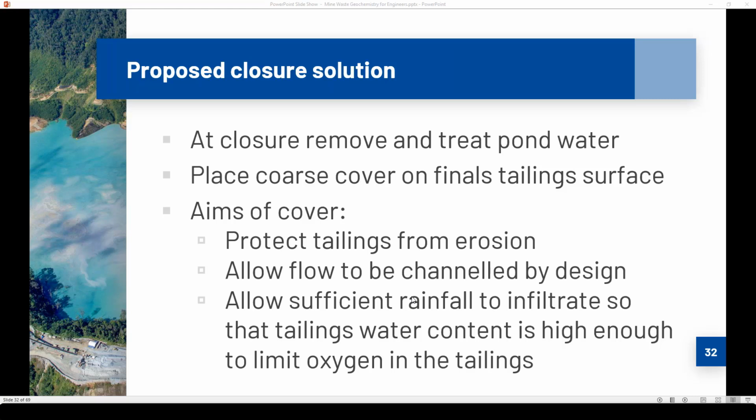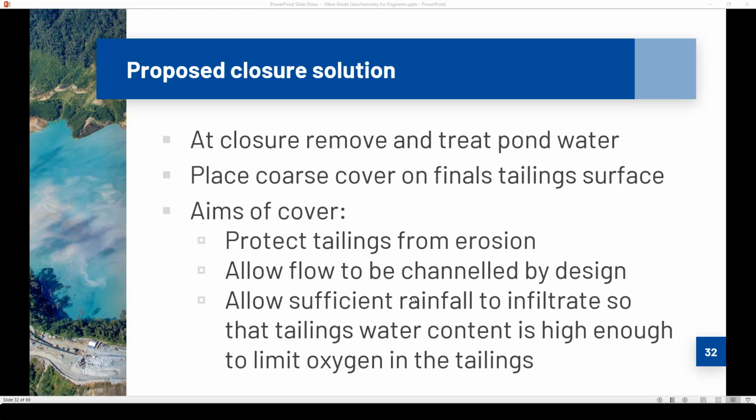So the proposed solution is that at closure, the mine will remove the pond and treat the pond water. We will place a cover on the final tailing surface. That'll be a cover of coarse material. That coarse material has several functions. Firstly, to protect the tailings from erosion, in other words, a surface across which the water can flow, which can also allow the engineers to engineer the flow path for the water and protect the tailings in that manner.